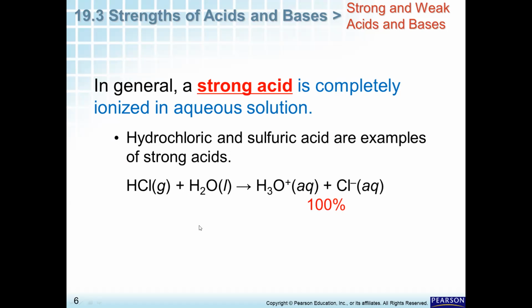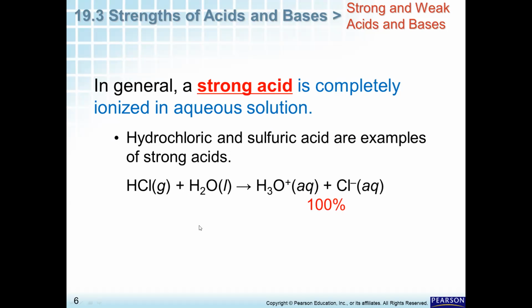An example of a strong acid is hydrochloric acid. Whatever amount of hydrochloric acid you add into water, that will be dissociated or ionized into H plus and Cl minus. All of it, 100% of it.